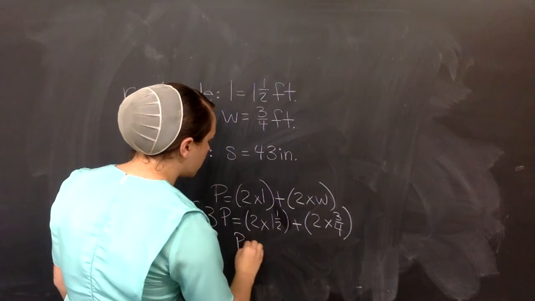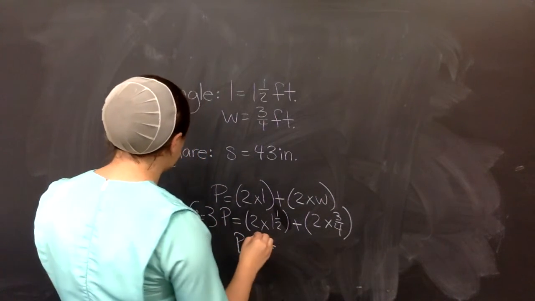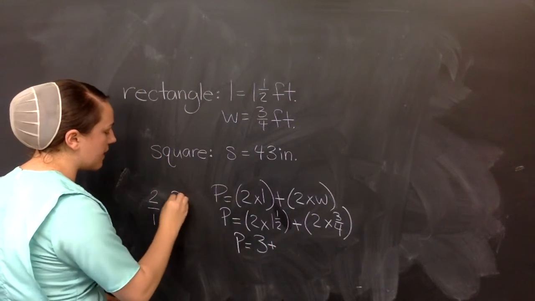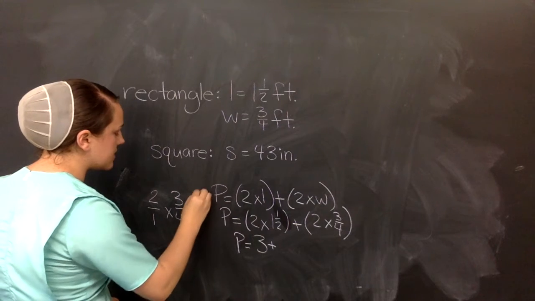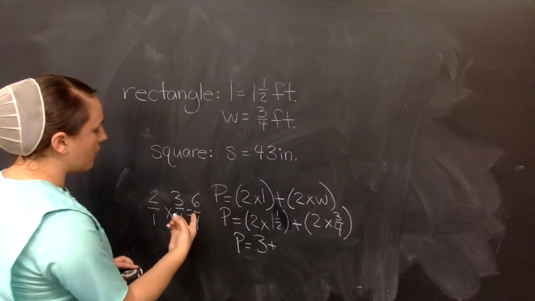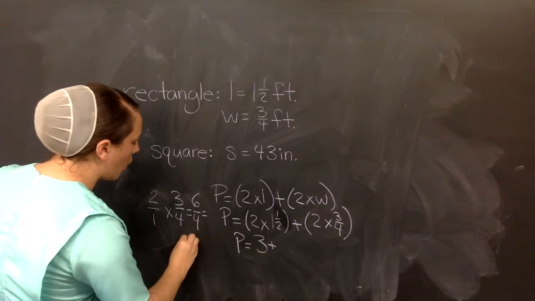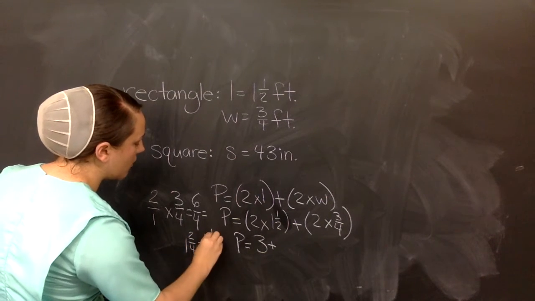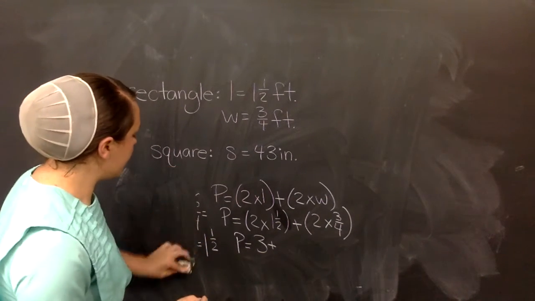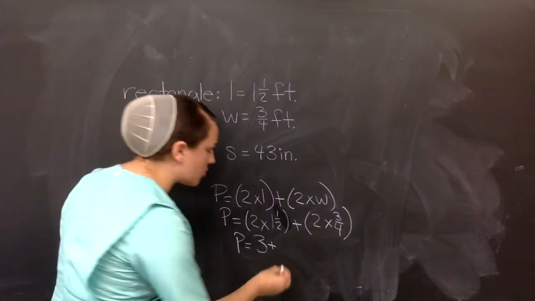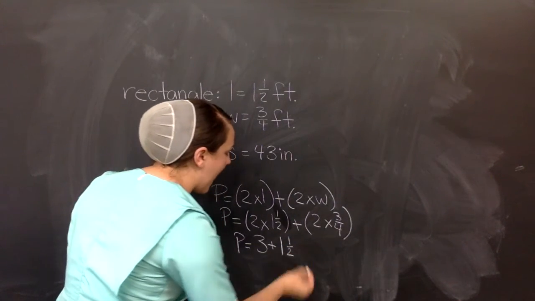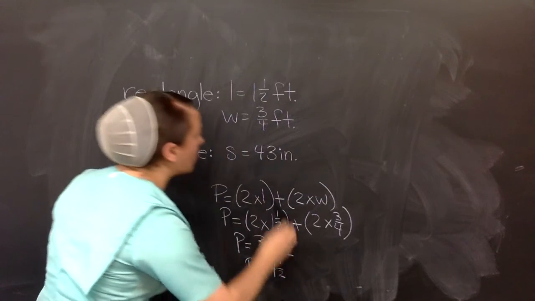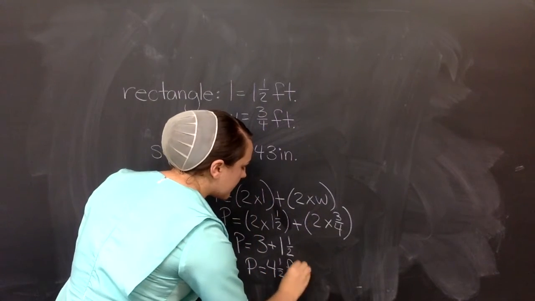Okay, so we have P equals 3 plus, now we need to go 2 times 3/4. So we go 2 over 1 times 3 over 4 equals 6 over 4. And we can make 6 over 4 1 and 2/4, which also equals 1 and 1/2. Okay, so now we have P equals 3 plus 1 and 1/2. And our final answer is the perimeter is 4 and 1/2 feet.